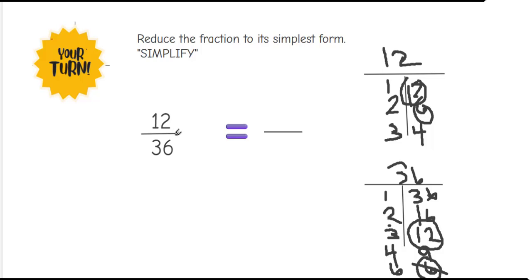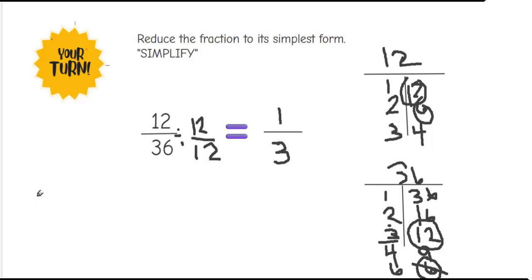So let's go ahead and use our 12. We're going to divide both of these by 12 because we want the numbers to be smaller. We want smaller numbers in the fraction, but the fractions are equivalent. I want to really emphasize that. It doesn't change the value, it just represents it with smaller numbers. 12 divided by 12 is 1. 36 divided by 12, it's right here, 3. So 12/36 reduced to its simplest form is 1/3.